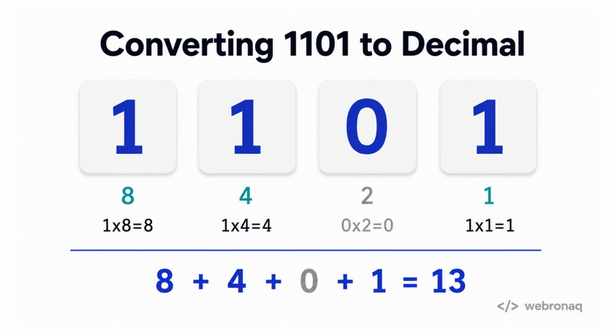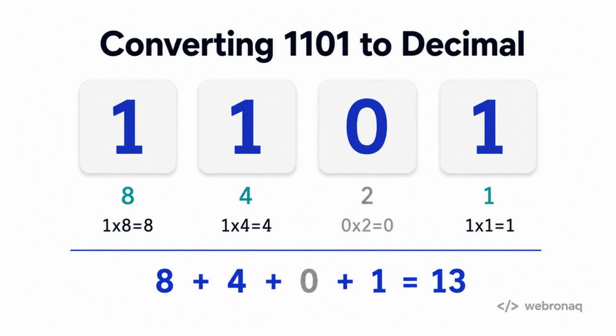The leftmost bit is 1 times 8, that gives us 8. Next bit is 1 times 4, that gives us 4. Next is 0 times 2, and here's where zeros shine, because that term is simply 0 and drops out entirely. The rightmost bit is 1 times 1, giving us 1. Now we sum everything. 8 plus 4 plus 0 plus 1 equals 13. So 1101 in binary is exactly 13 in decimal.